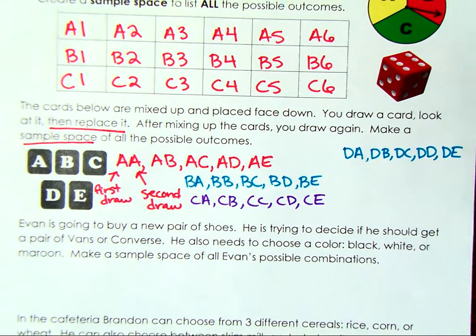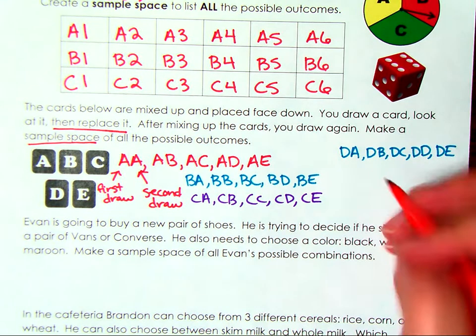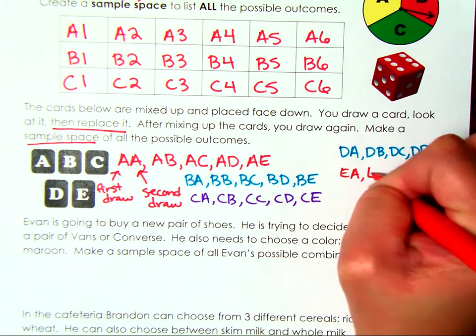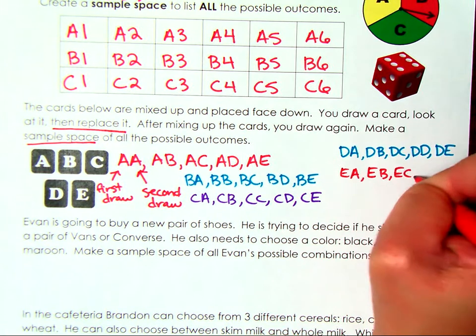Sorry, you can't see that. And then we can do our last one, an E first, then A: EA, EB, EC, and so on.